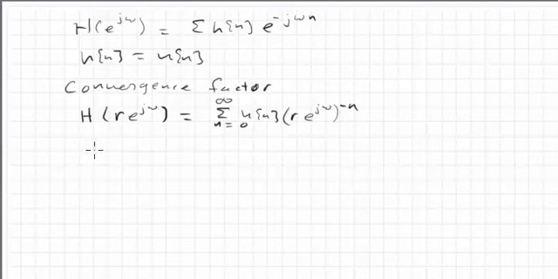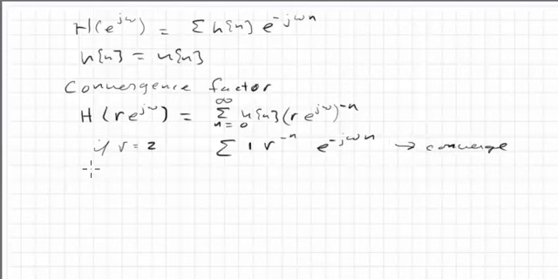For example, if we let r equal 2, then we get the sum of h of n, which is just the unit step function, so that's just 1, and we've got r to the minus n e to the minus j omega n. Everything's the same, except now we've got this convergence factor. As you can see by inspection, as n gets really large, 2 to the minus n is going to die off to 0, because 2 to the minus 1 is 1/2, and if you square it or cube it, it keeps getting smaller and smaller, and this thing will converge.